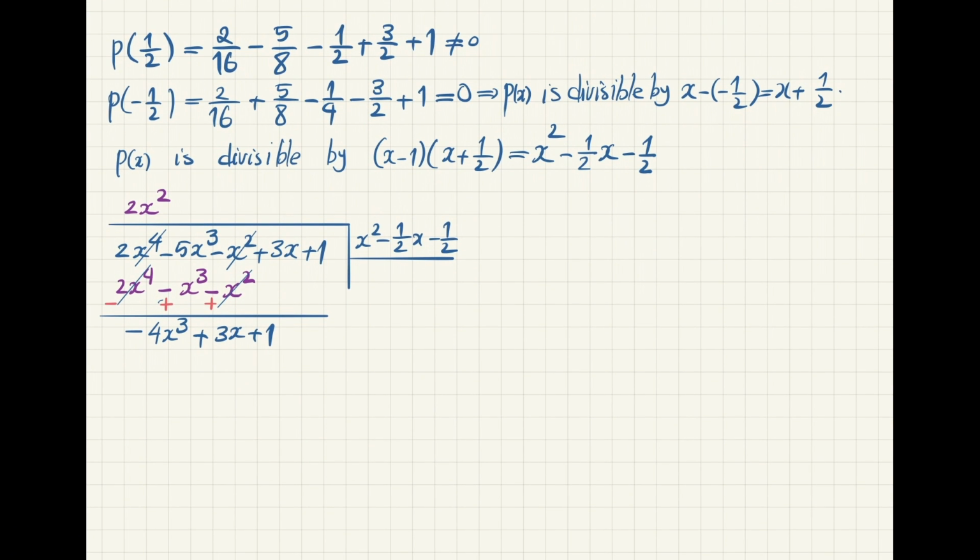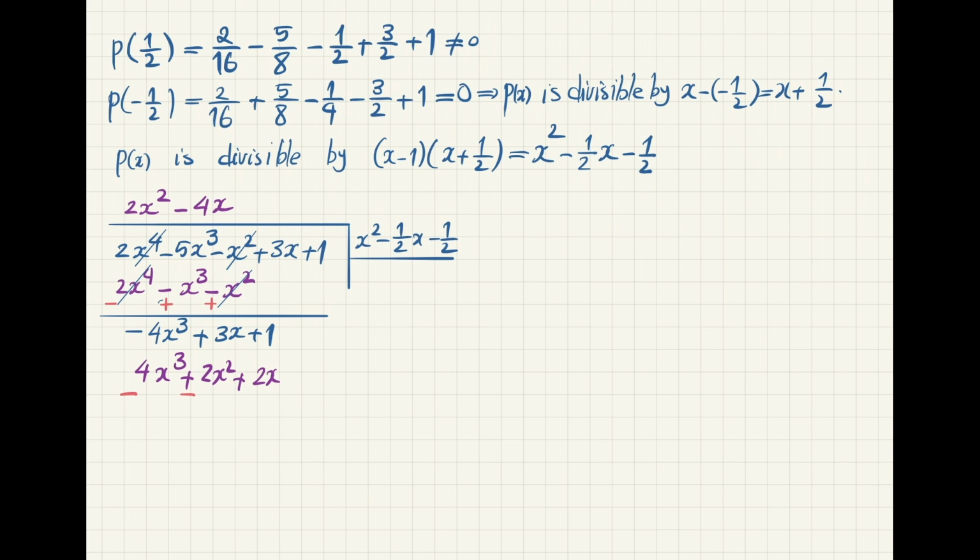Okay, now I continue once more. So minus 4x cubed divided by x squared gives me minus 4x, and I multiply it, so it becomes minus 4x cubed, positive 2x squared, positive 2x. Okay, what I need to do now is change the signs. So this becomes negative, this becomes negative.